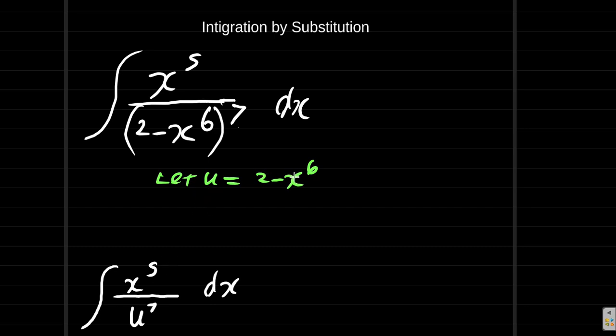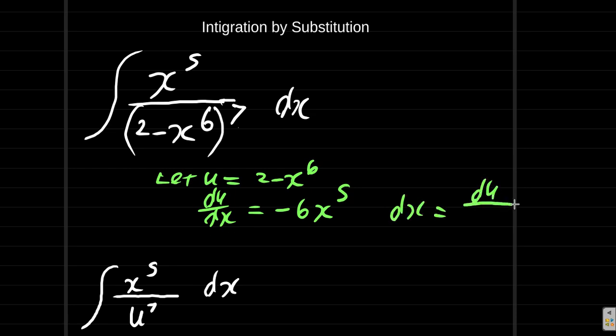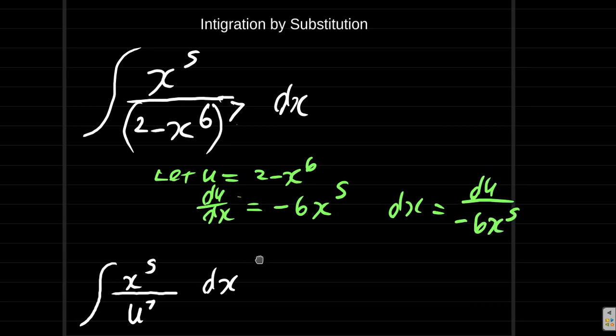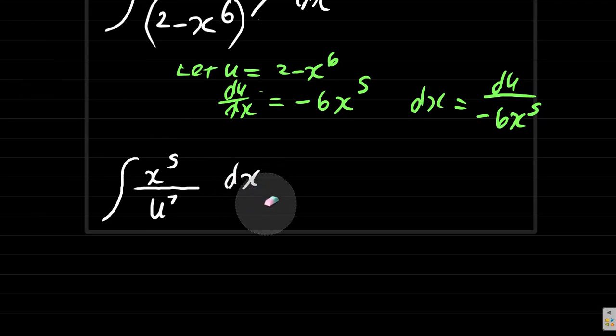Now if u is 2 minus x to the 6, then du by dx is equal to negative 6 x to the 5. You have to remember the power rule in differentiation, alright? So dx then would be equal to du over negative 6x to the 5. So that's dx. So get rid of this and write our du over negative 6x to the 5.